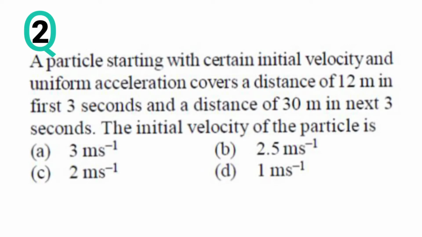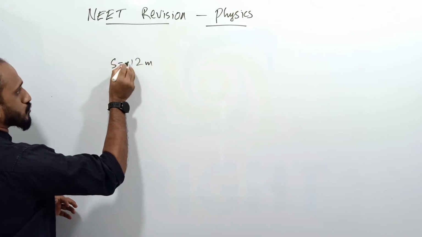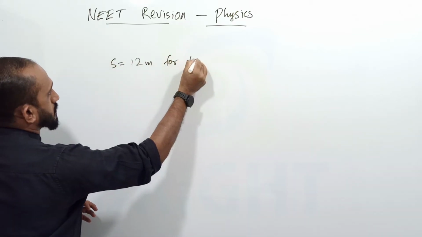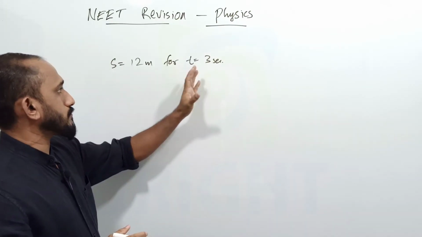But another part of the question is: a particle starting with a certain initial velocity and uniform acceleration covers a distance of 12 meters in the first 3 seconds and a distance of 30 meters in the next 3 seconds. The initial velocity of the particle is? So here in this question it says that a particle covers 12 meters, so S is equal to 12 meters for the first 3 seconds.